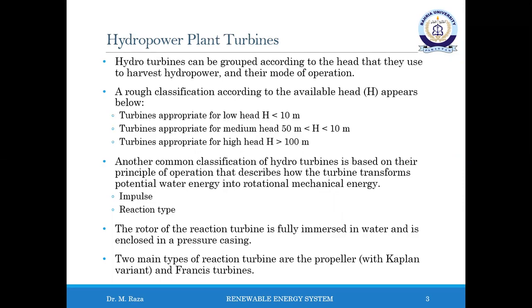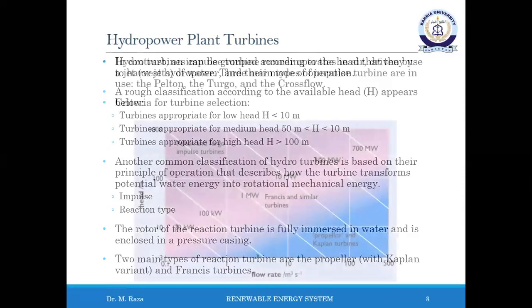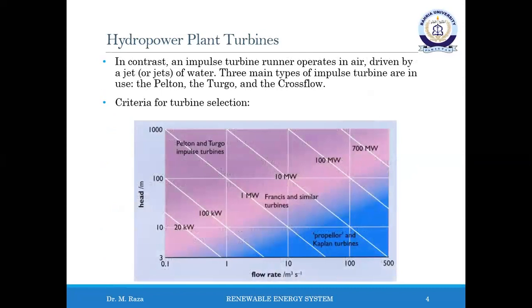Two main types of reaction turbines are the propeller, with the Kaplan variant, and the Francis turbines. In contrast, an impulse turbine runner operates in air, driven by a jet of water. Three main types of impulse turbines are in use: the Pelton, the Turgo, and the cross-flow.